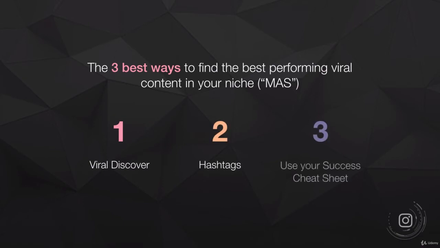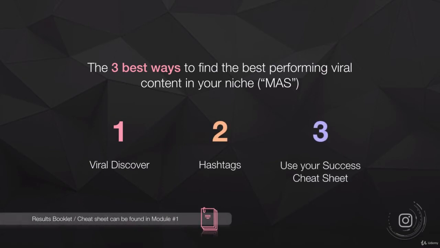So that leads us to the question: how do we actually find the best performing viral content in your niche, or the Mike Austin swing of your niche? One, we can use Viral Discover, which I'm going to break down in just a second. Two, we can use hashtags. Or three, we can use the success cheat sheet that you've put together in order to shortcut these results.